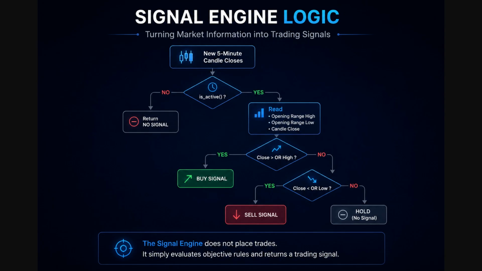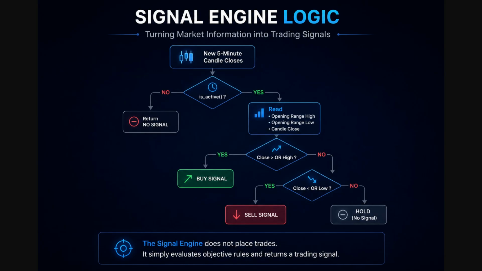Now let's translate our trading idea into software. Every time a new 5-minute candle closes, the signal engine follows exactly this sequence of steps. The first question it asks is whether the strategy is currently active. For our ORB strategy, the answer will usually be no. The trading bot may be running all day, but the 15-minute opening range breakout is only interested in a relatively short window after the market opens. Most of the day, the signal engine will simply return no signal without evaluating the strategy at all.